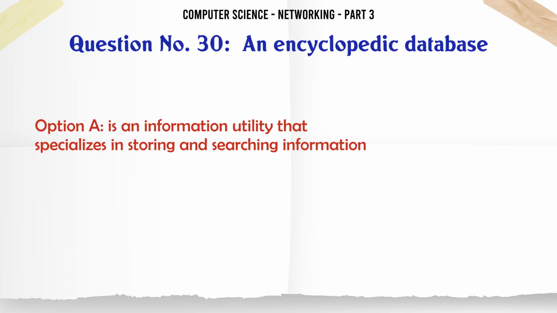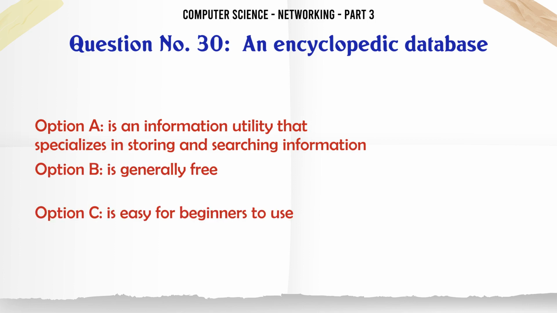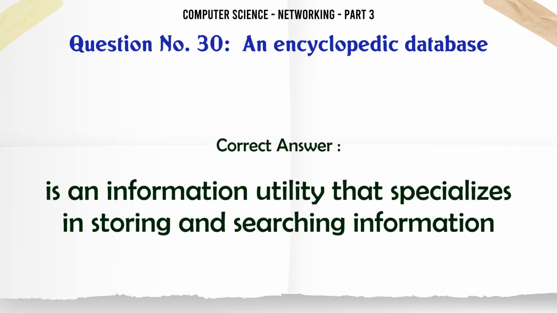An encyclopedic database: A, is an information utility that specializes in storing and searching information. B, is generally free. C, is easy for beginners to use. D, all of the above. The correct answer is an information utility that specializes in storing and searching information.